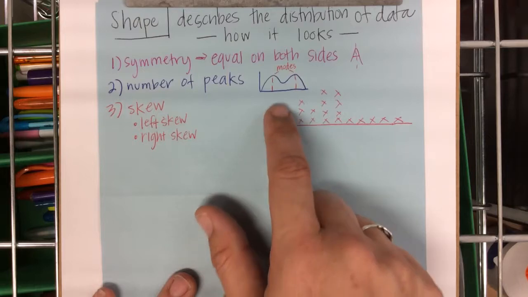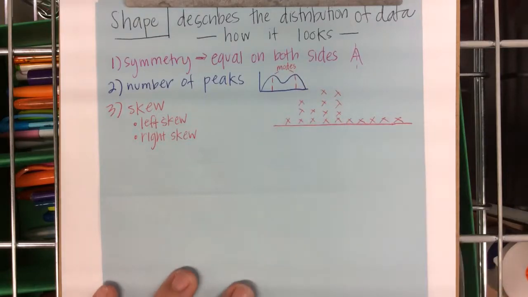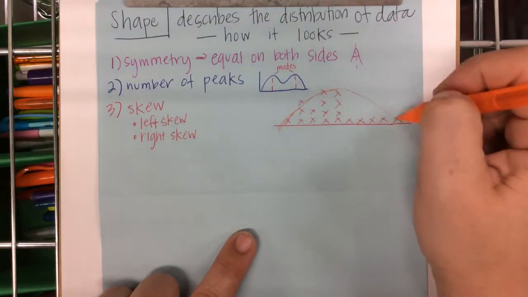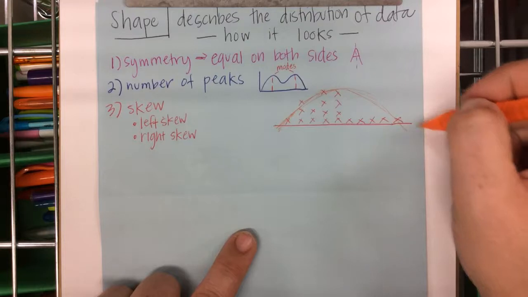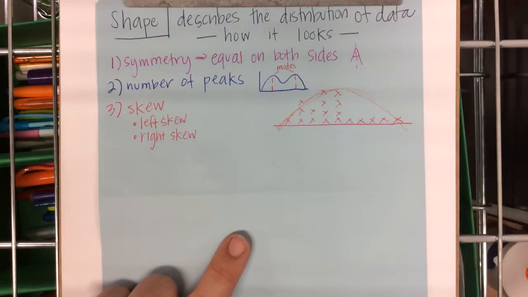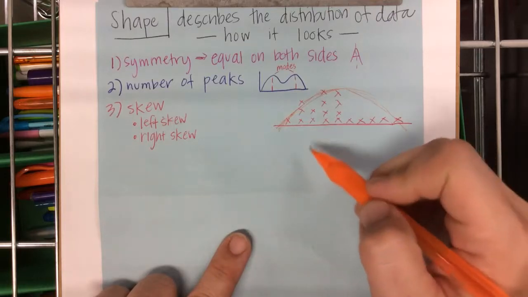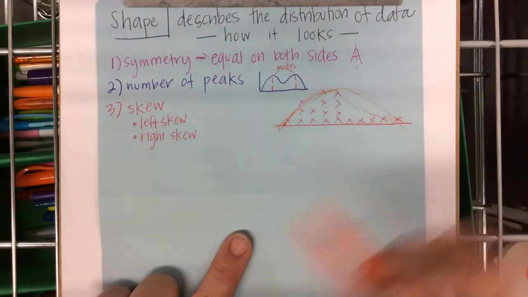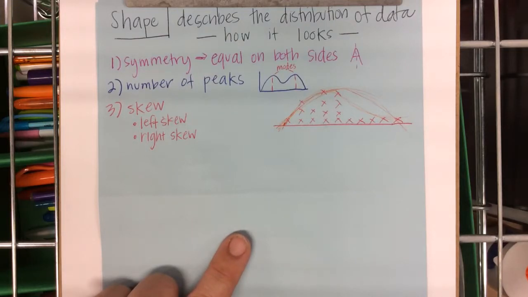Number of peaks. Well, it's kind of hard to tell. So sometimes if you can't really see it, you can sketch in kind of an arch to help you. How many peaks are there? I'd say there's about one peak. So there's only one mode.